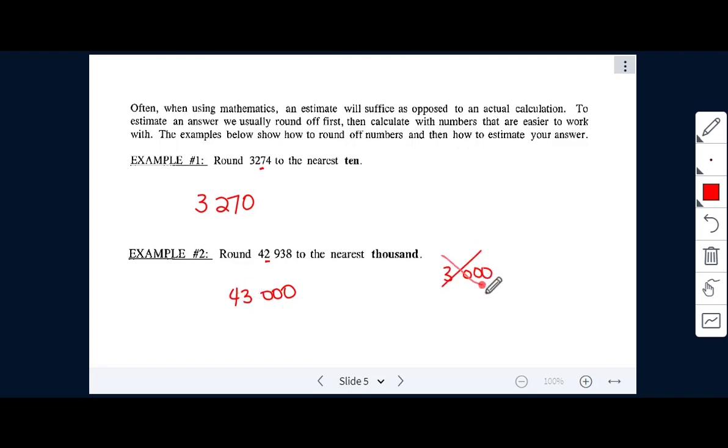That's wrong. Imagine you were told to round, you have $42,938 in your bank account, and you were told to round it to the nearest thousand, and you said 3,000 compared to 43,000, right? So make sure you still include that number in the front of 3.